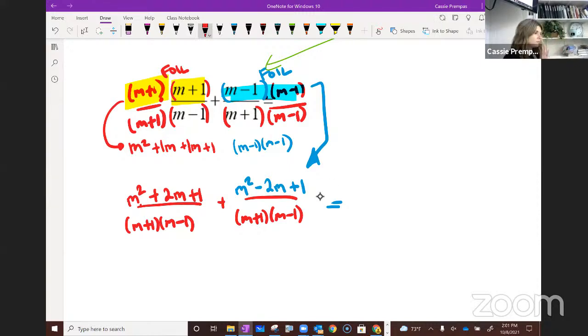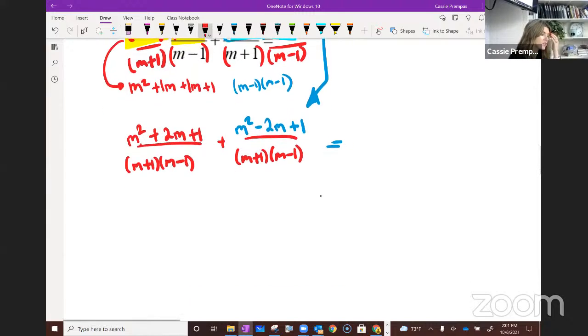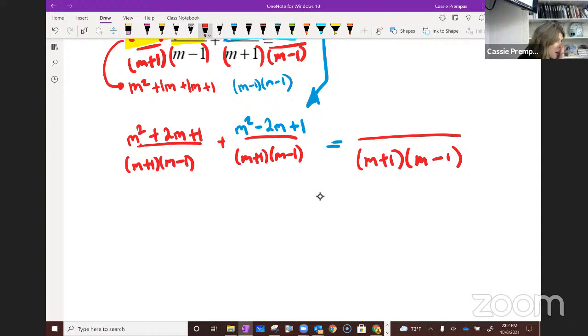All right, guys, let's check it. Did your partner FOIL this to be m squared minus 2m plus 1? Hopefully you did. Now that the denominators are the same, remember when adding two fractions, you keep the denominator, m plus 1 times m minus 1, and you combine the values in the numerator. So what is m squared plus m squared? 2m squared. What is 2m plus negative 2m? 0. And what is 1 plus 1? Positive 2.